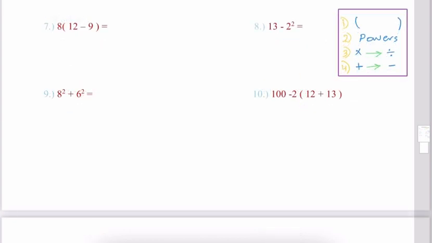Question 7. It says 8 bracket 12 minus 9. As you can see, the first thing in my order is the brackets. So I have to perform the operation inside the bracket first, which is 12 minus 9. 12 minus 9 is 3. Now I have 8 bracket 3. As you remember, at the beginning of this video, I mentioned that the brackets means times, so I have 8 times 3, which is 24.